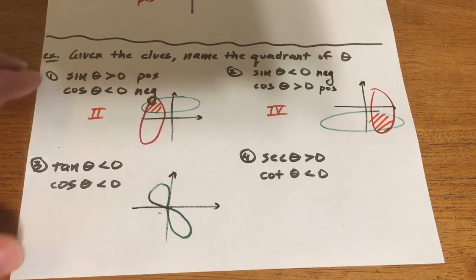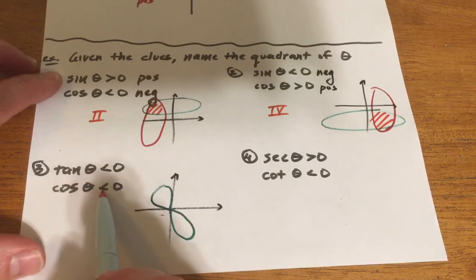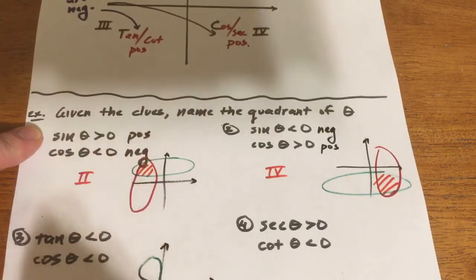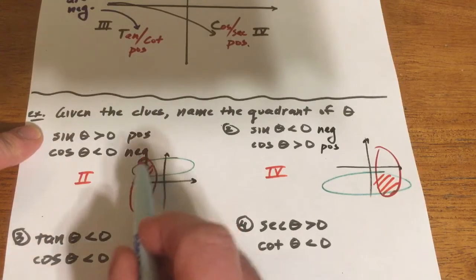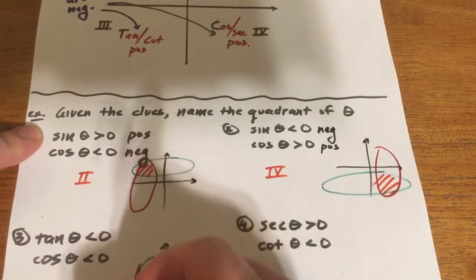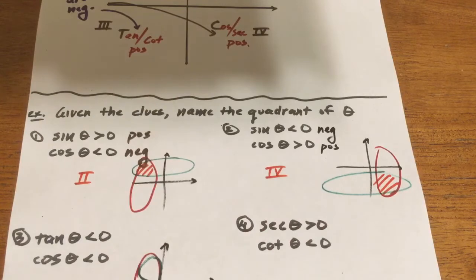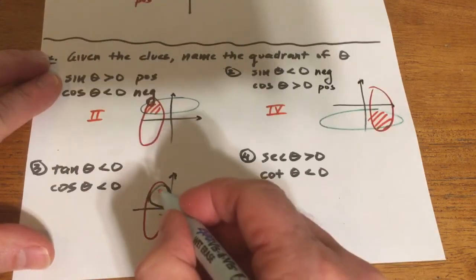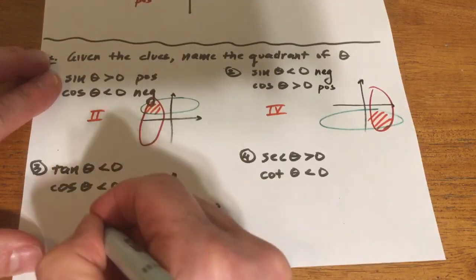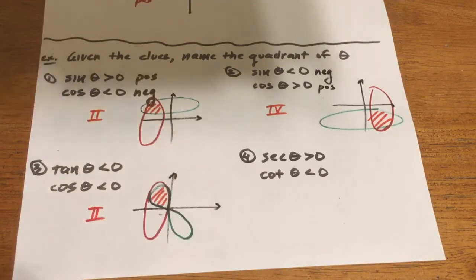Let's take a look at the second piece of information. Cosine is negative as well. Where's cosine negative? Well, we just did that right up here. Cosine was negative in these two quadrants. So let's go ahead and circle that. Circles do overlap right here, and that puts us in quadrant number 2. Let's try the last problem.